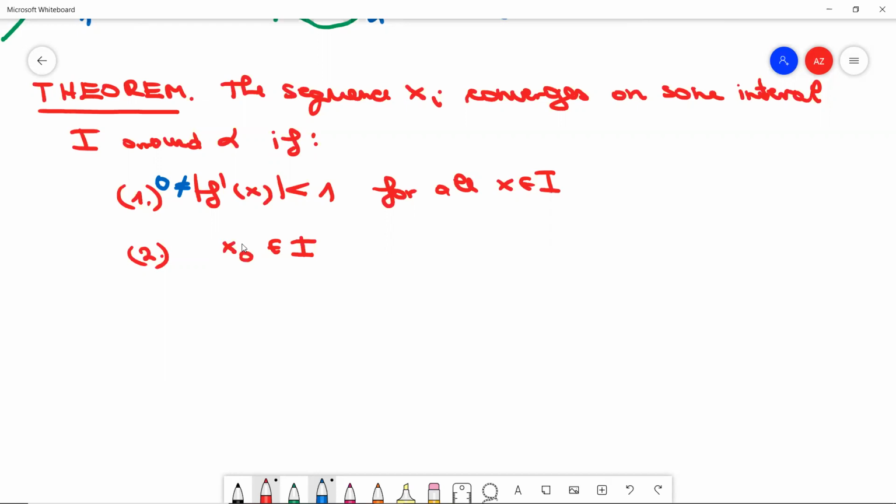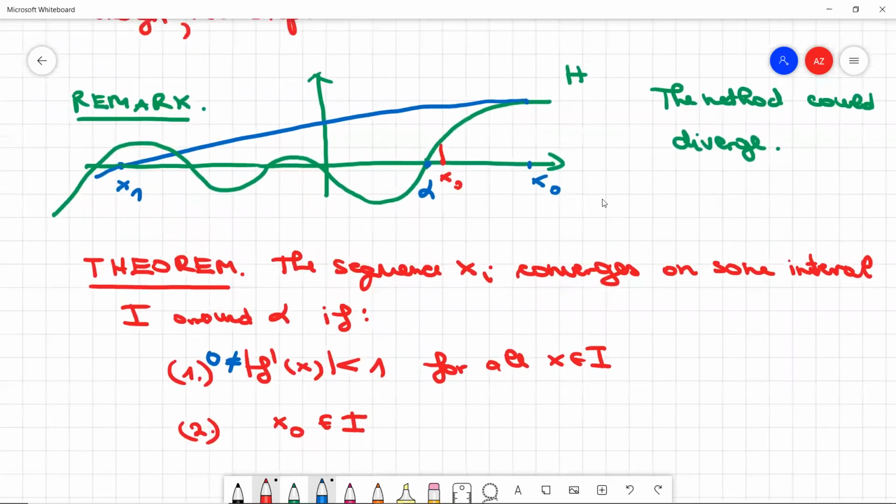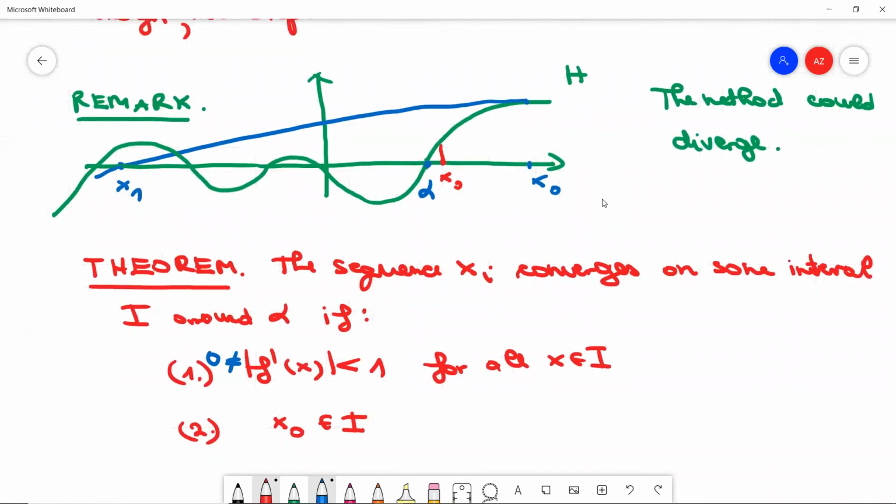So, one question. Yes. Intuitively, from the remark we did before, shouldn't we want the derivative to be more than 1, like a steeper derivative?